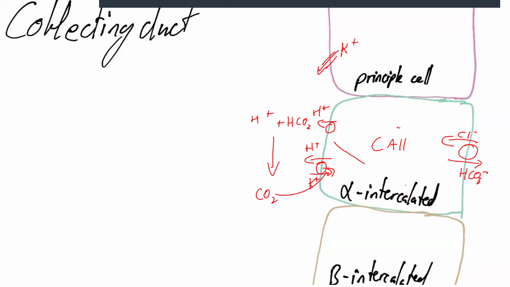But basically, these channels are on this side over here, and this channel is on this side. And so what it's doing is it's doing sort of the reverse process of the alpha intercalated cell, where it's going to reabsorb the hydrogen and release the bicarbonate into the urine. And so that's just the basic principle of how the kidneys play a role in regulating your acid-base status.